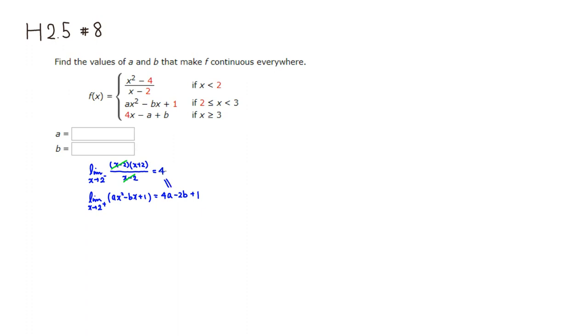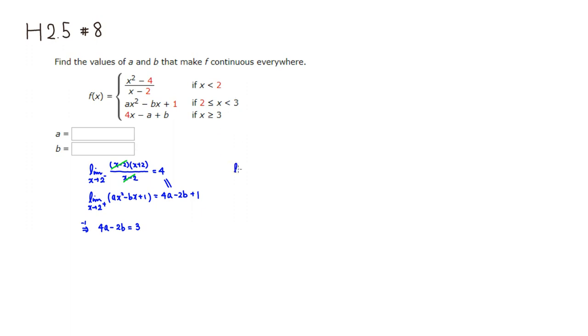We're going to get this equation. I'm going to subtract 1 so that all the numbers are on the right-hand side. So by subtracting 1, we have 4a minus 2b is equal to 4 minus 1, so it's just 3. Now I'm going to do the same thing with x equals 3.